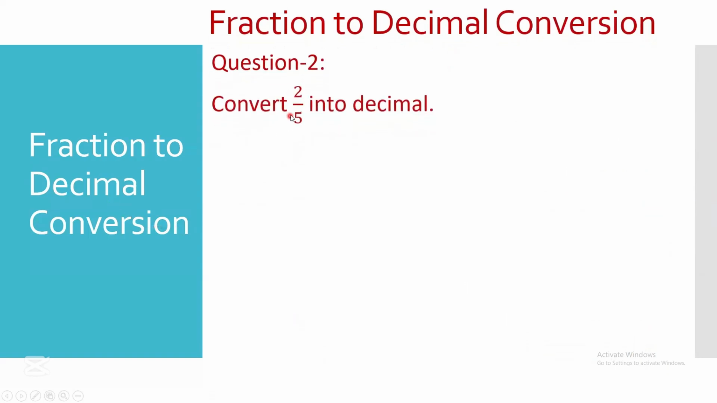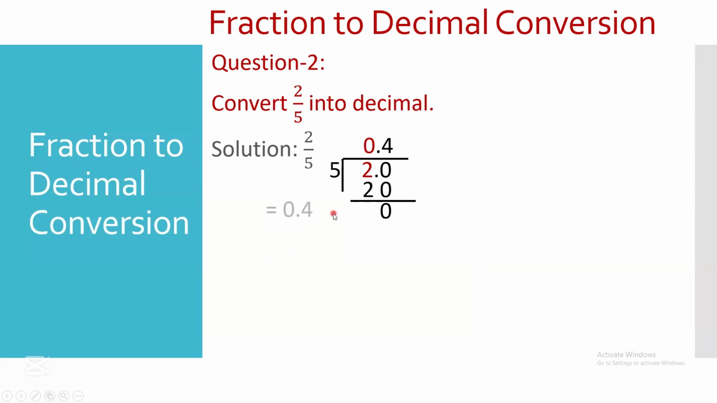Question number 2. Convert 2 by 5 into decimal. If you want to divide 2 by 5, go to the rough work and you see how we can divide it. 2 we cannot divide by 5, so it will be 0 here. After the decimal point you get a 0 free. Now it will be 20. Now you can divide this 20 by 5. Count the timetable, 5 fours are 20. So our answer will be 0.4.